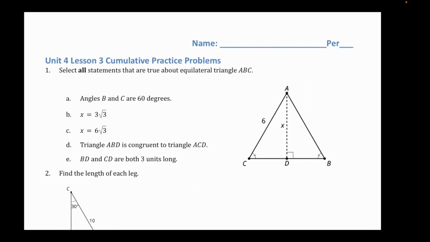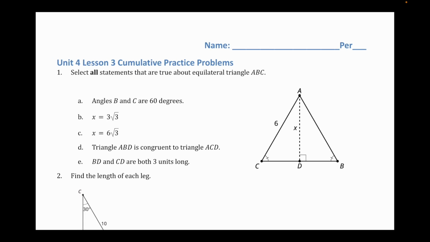So this lesson was about half of an equilateral triangle, which would make a 30, 60, 90 triangle. So that's what this is going to cover a lot of.